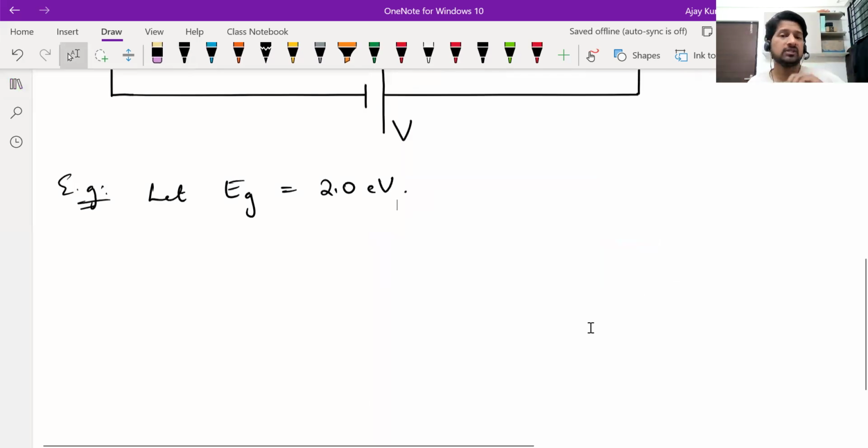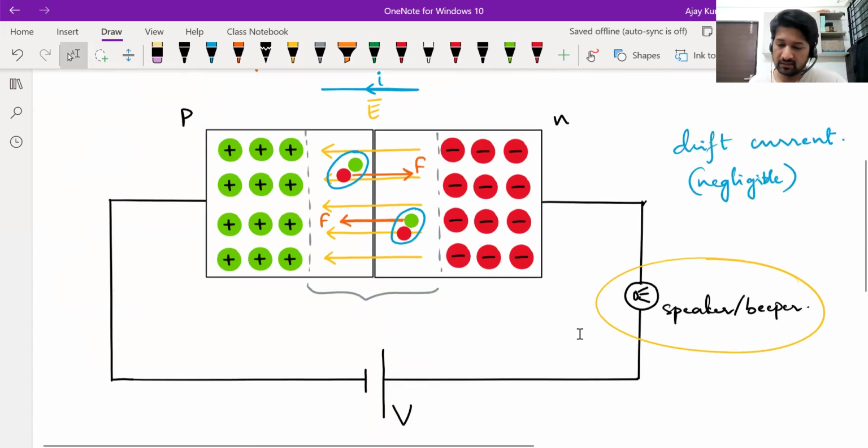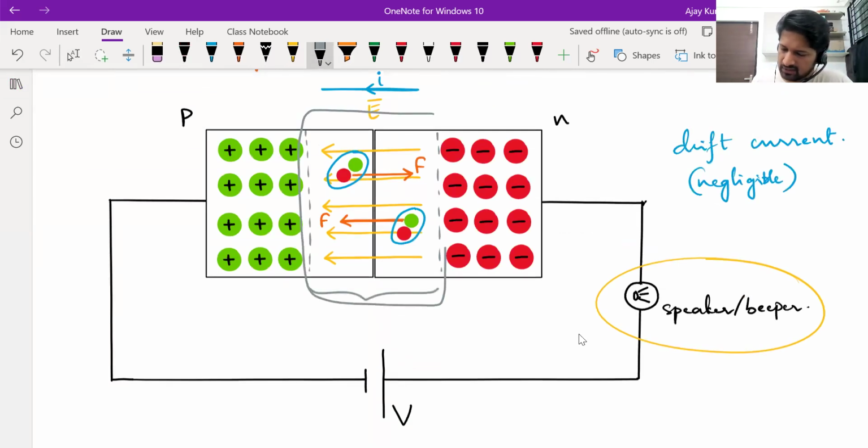Then if you can somehow supply this 2 electron volt energy to the electrons which are in the depletion region. What are the electrons in the depletion region normally doing? They are in the valence band. They participate in bonds. If you can supply 2 electron volt energy to them, they will jump into the conduction band, and then the electric field will create a current. It will pull the electrons back to the inside. So all you need to do is create those free electrons.